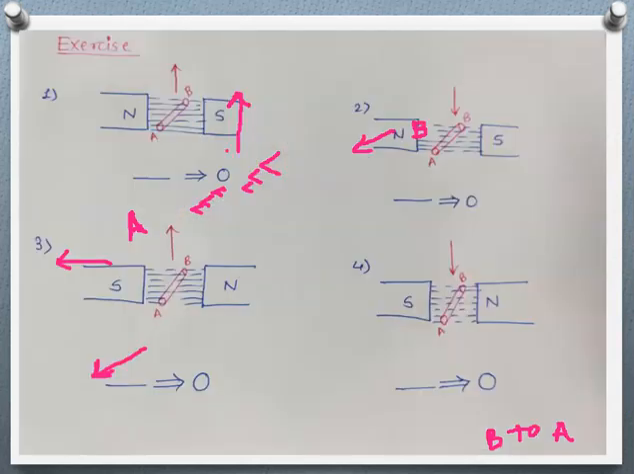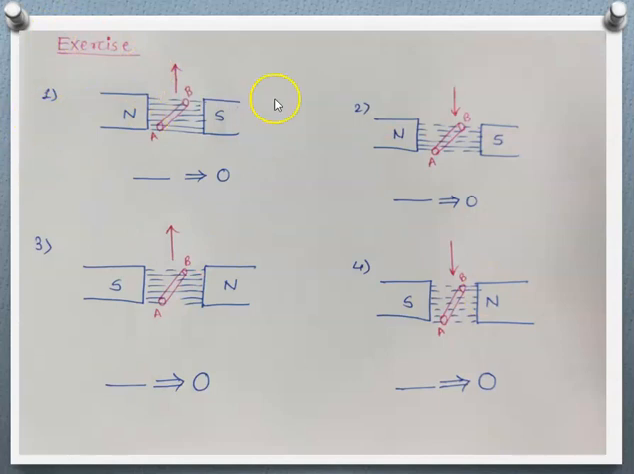Let's do one exercise here. There are 4 cases given. For each case, we have to find the direction of induced EMF. Here, see the first one. In the first case, the north pole is here, the south pole is here. This is the conductor we have placed. One end, pointing towards us, is the A point, and this is the B point.